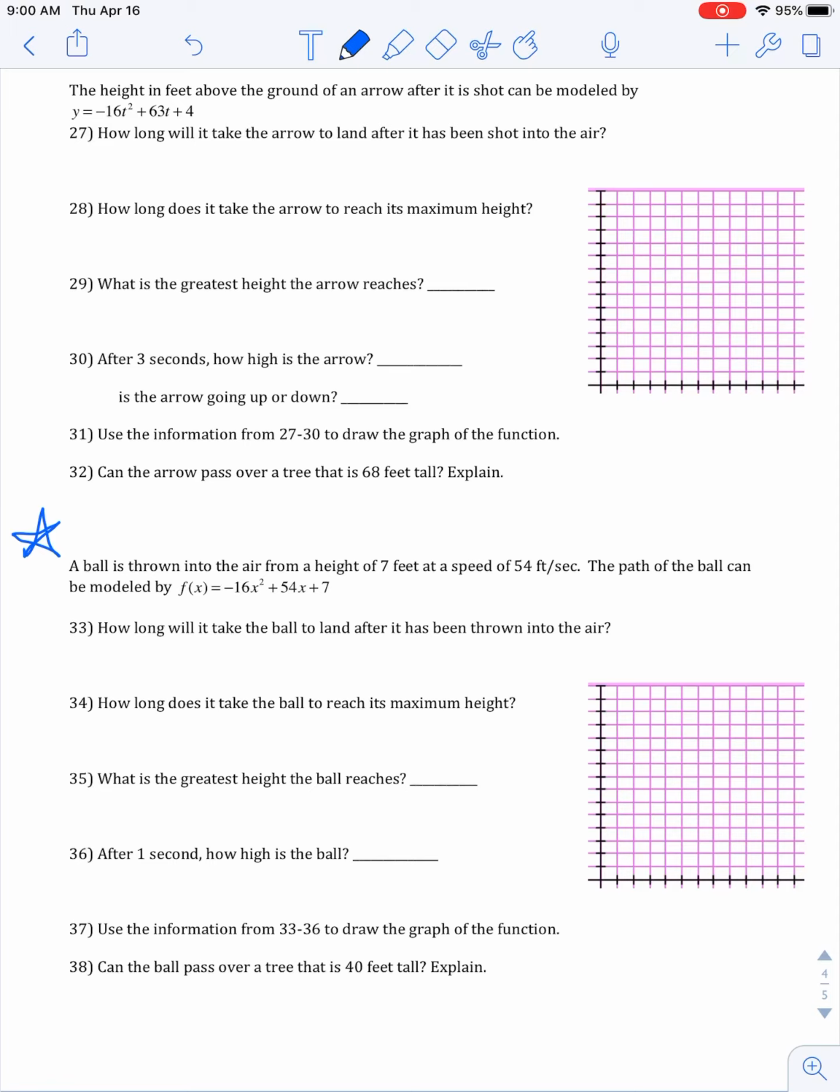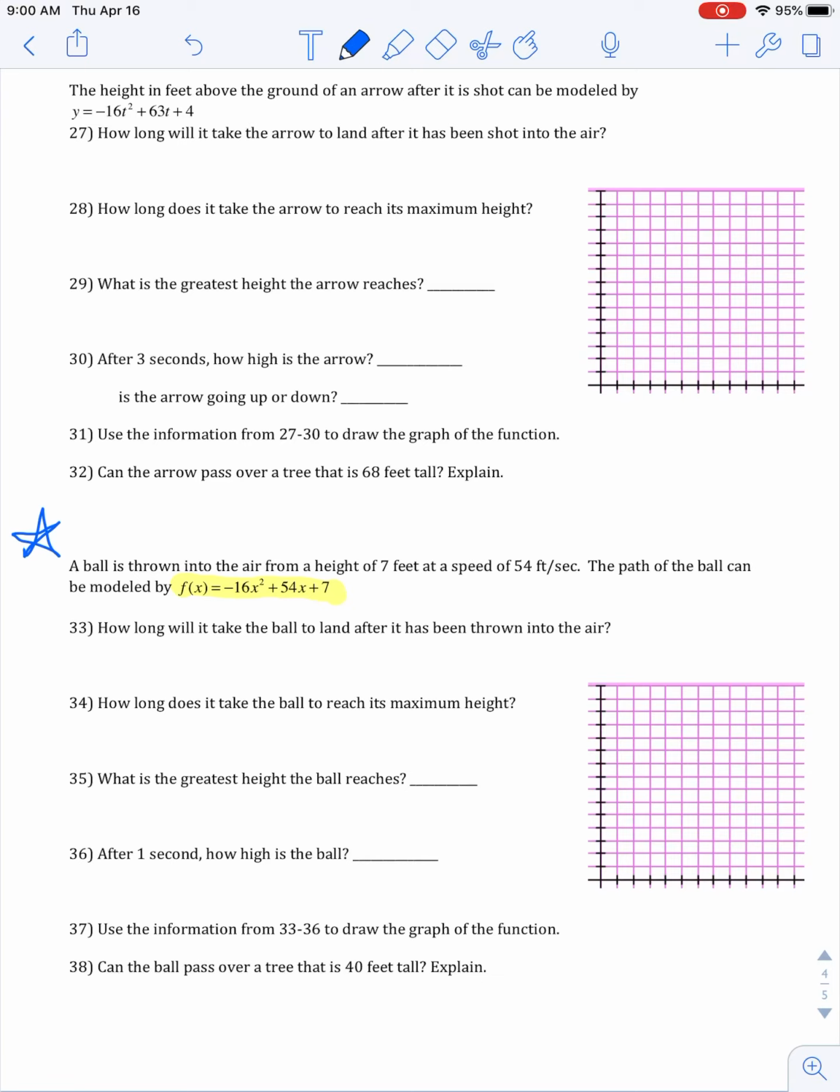So the question says, a ball is thrown into the air from a height of 7 feet at a speed of 54 feet per second. The path of the ball can be modeled by f of x equals negative 16x squared plus 52x plus 7. So it gives you the story, and then it gives you the important equation. That's what we're going to use to find how high the ball is, how long it is in the air, what its maximum height is, all those kinds of things.